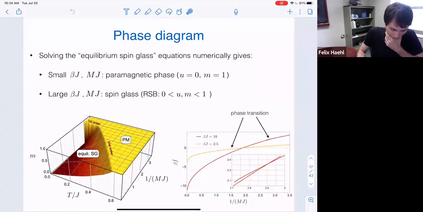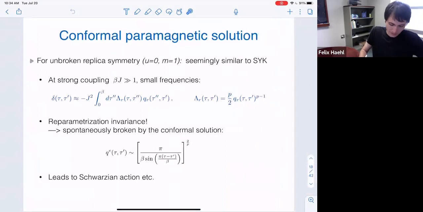Okay. Now let me describe a more analytic approach. So in particular, we're interested in the strong coupling regime and in the question whether there's a conformal and emergent reparametrization symmetry and signatures of gravity and so on. So let us ask if we can find a conformal limit. And the simplest place to look for that is in this paramagnetic solution.